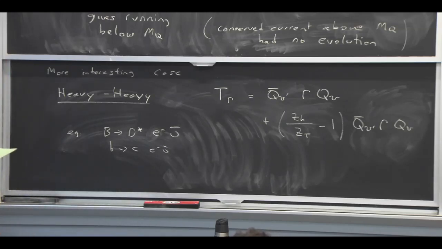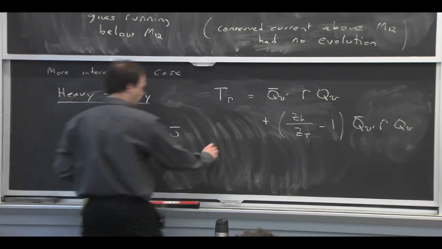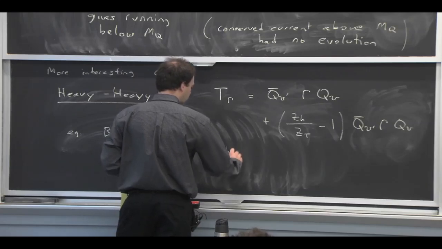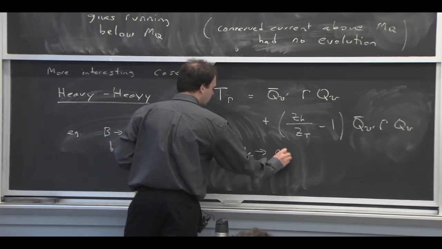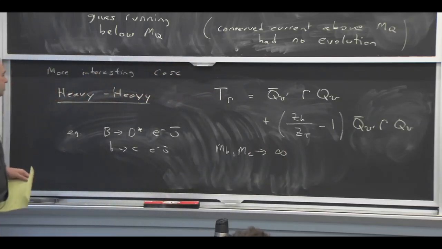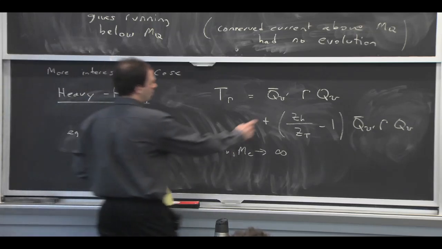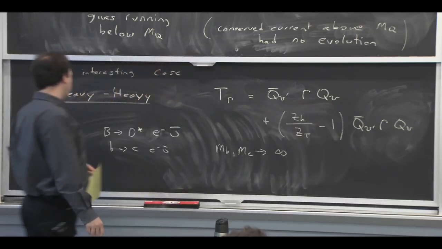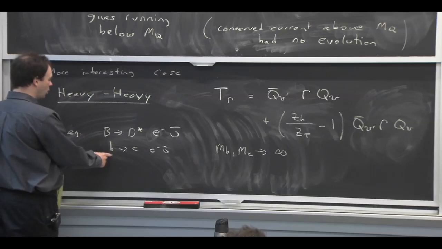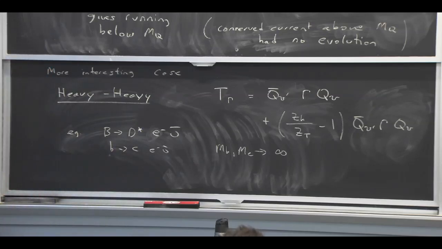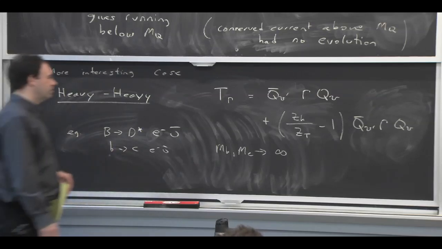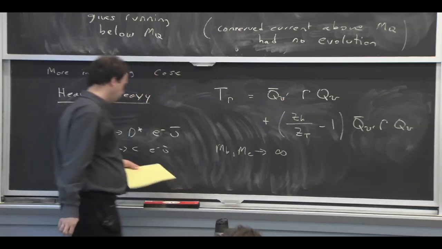Okay, so now the charm quark and the B quark could both be thought of as heavy. They have different masses, but we take both of those masses to infinity, so we can use HQET for both of them. So MB and MC are going to infinity. And there's no reason why in this process the B quark and the charm quark should have the same velocity. And so we'll give them different velocities, v and v prime.